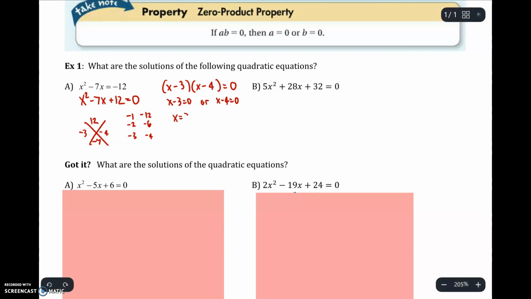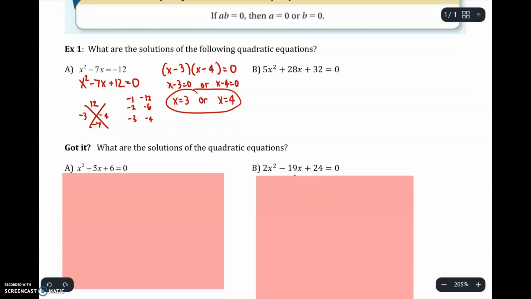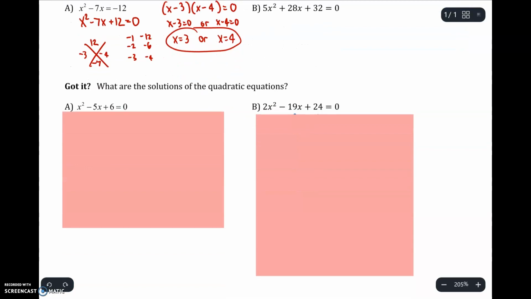If I just add 3 to both sides, I just get x is 3. Add 4 to both sides, I get that x is 4. So these would imply that both of these are possible solutions. X could be 3 or it could be 4. And if I substitute those back into my original equation, I would get an equation that's true, because again, I would be able to get a 0 if I add that 12 to both sides.